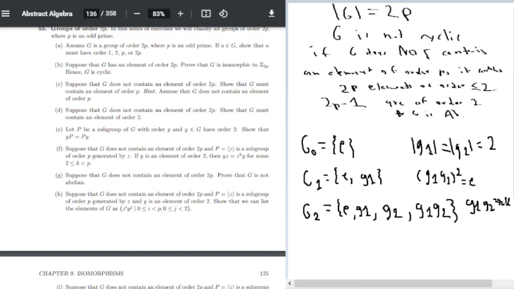Let P be a subgroup of G with order p, and y in G have order 2. Show that yP is equal to Py.